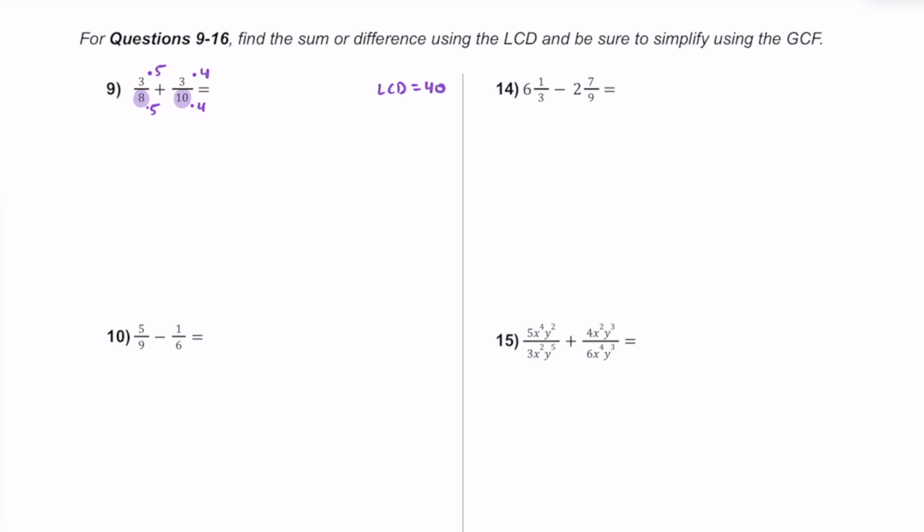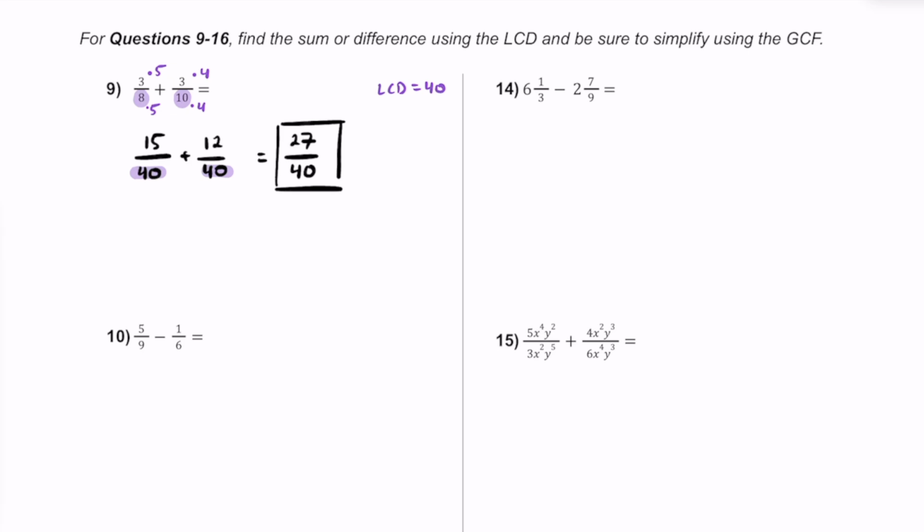So these new fractions are going to be 3 times 5, which is 15 over this 40, plus 3 times 4, which is 12 over 40. All right, so notice we do have these common denominators now, so we are given the green light. We're good to add these two fractions together. 15 plus 12 is going to be 27, so we're going to get a final expression here of 27 over 40. I don't think we can simplify this at all, just because they don't have any common factors in the numerator and denominator besides 1.